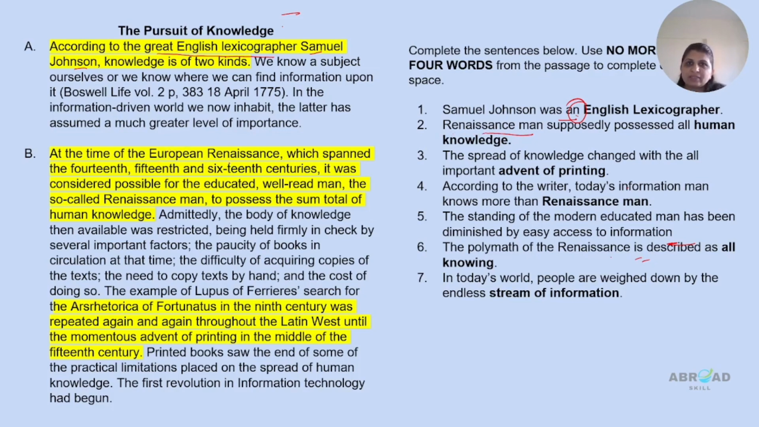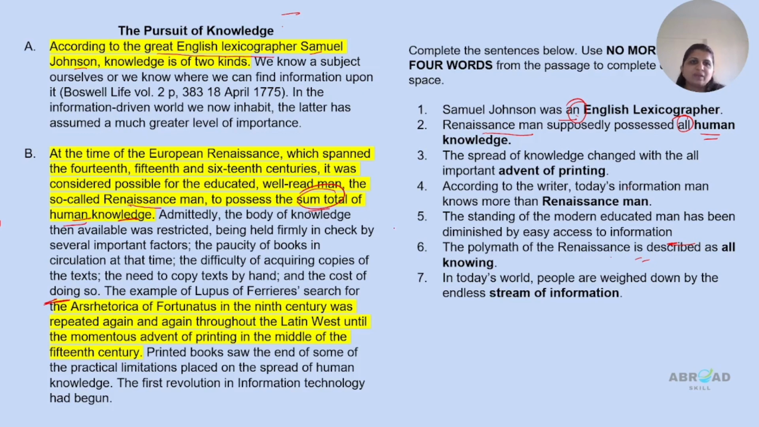At the time of the European Renaissance, which spanned the 14th, 15th and 16th century, it was considered possible for the educated, well-read man, the so-called Renaissance man. So an educated, well-read man in the 14th, 15th and 16th century was called the Renaissance man, and he possesses the sum total of human knowledge. So he possessed all human knowledge. Here again the word preceding is all. So we cannot say all, it is sum total, right? Everything is included. It includes human knowledge. That is what is mentioned in the paragraph also, right?